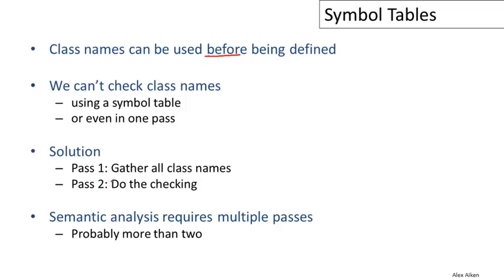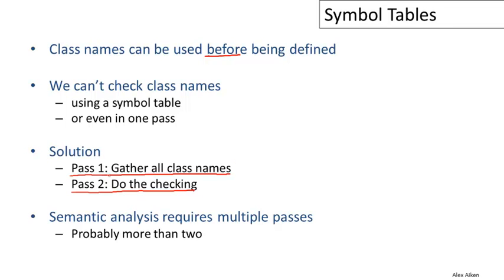And so there is a solution to this. We have to make 2 passes over the program. In the first pass, we gather all the class definitions. We go through and we find every place where a class is defined. We record all of those names. And then in the second pass, we go through and look at the bodies of the classes and make sure they only use classes that were defined.